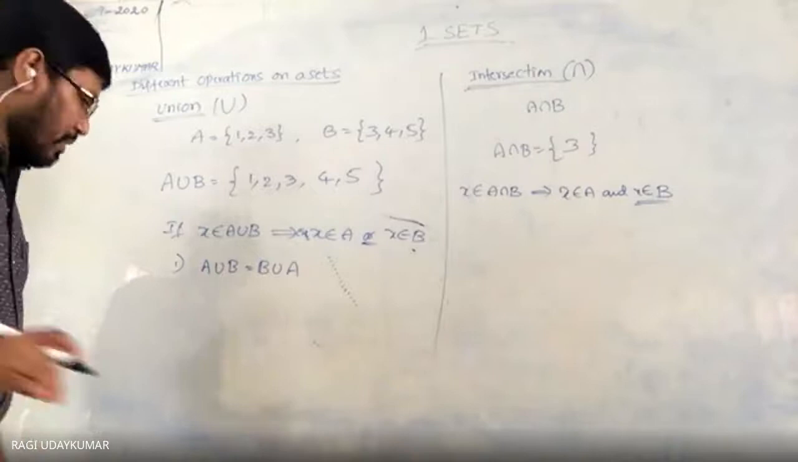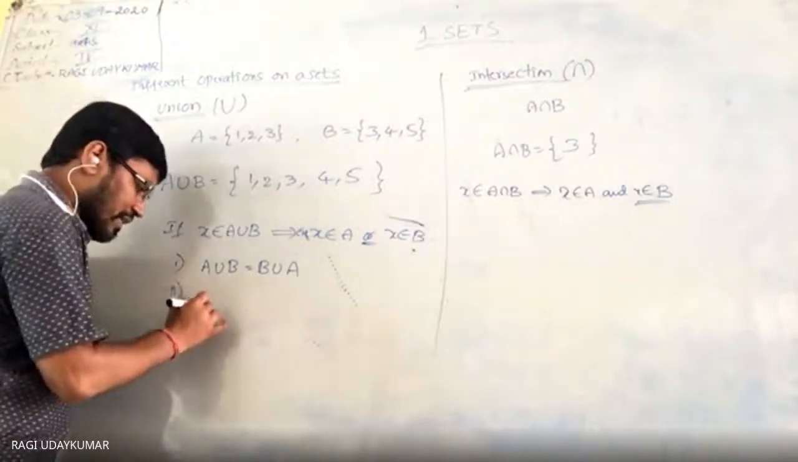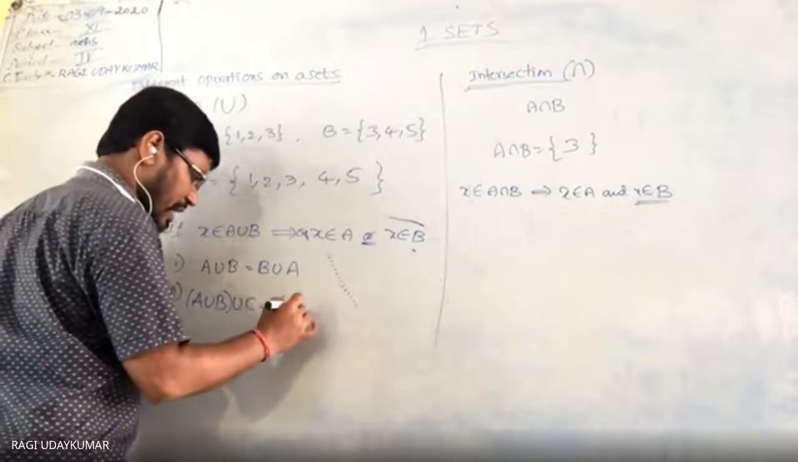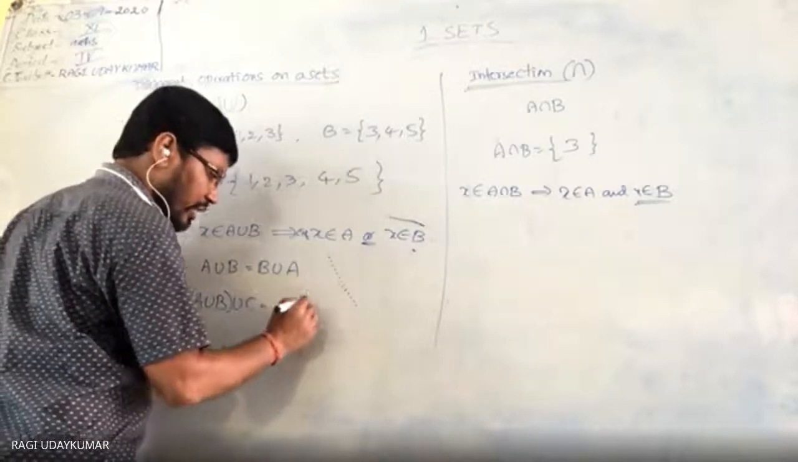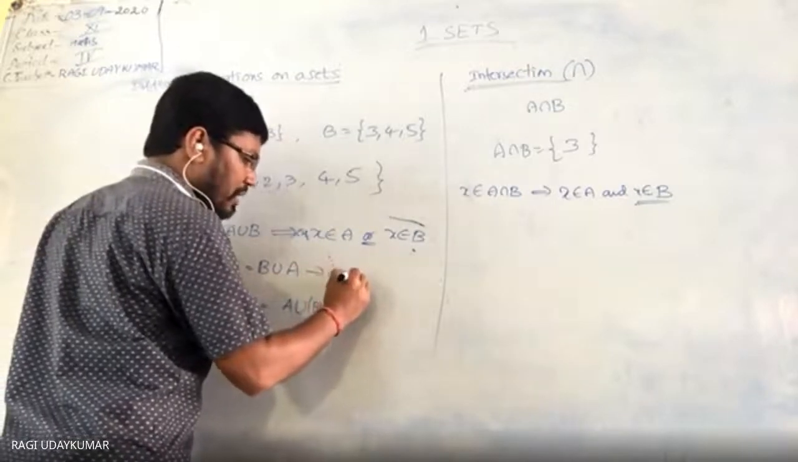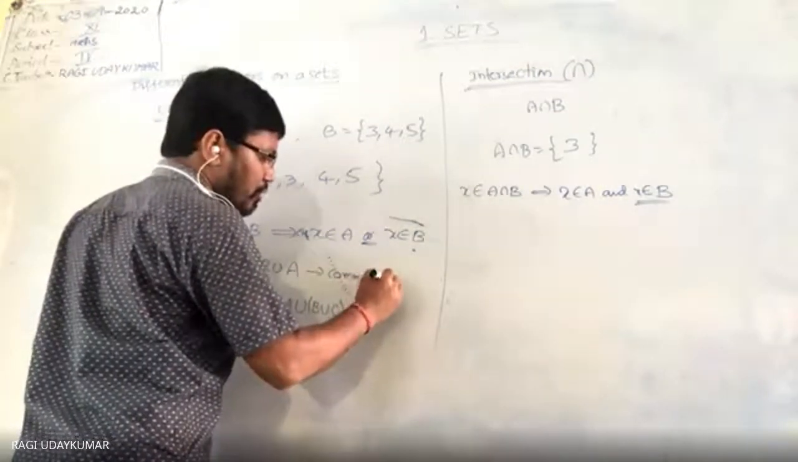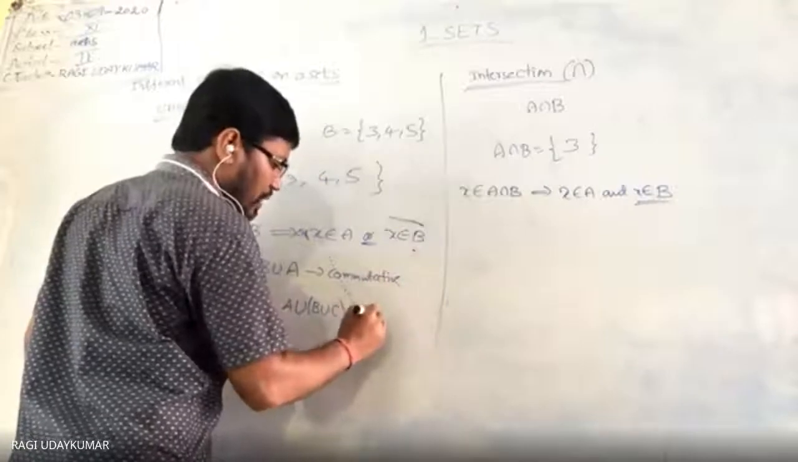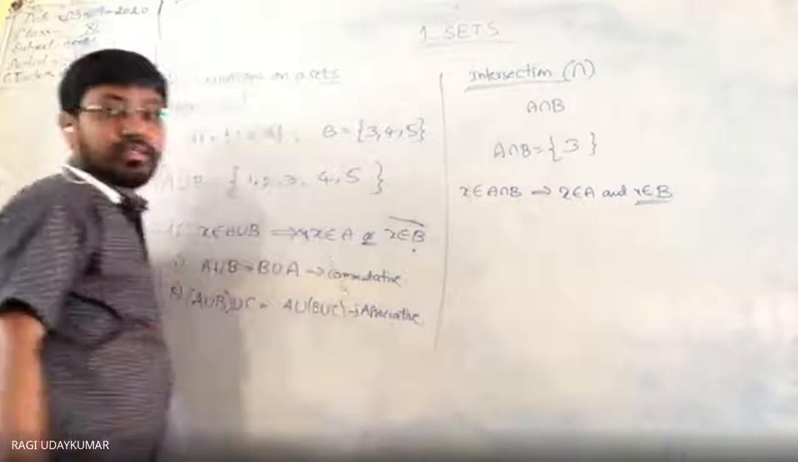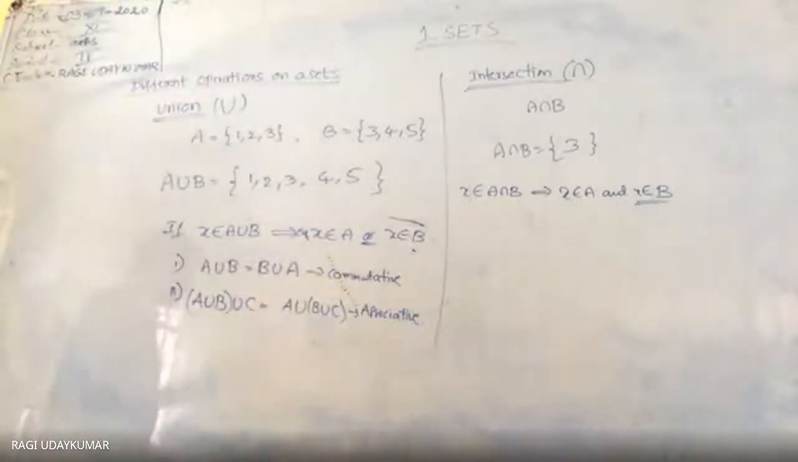And the associative property. Associative property is nothing but A union B union C is equal to A union B union C, grouped differently. So this is called the commutative property, and this is called the associative property, different properties.